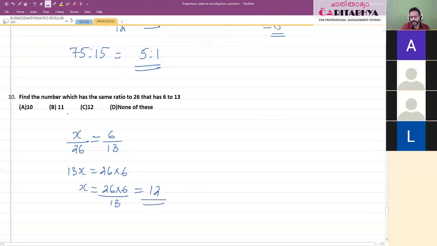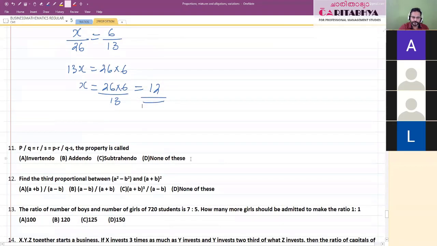So the language മനസ്സിലാക്കണം. Number which has the same ratio to 26, that means x is to 26. x അറിയില്ല, has the same ratio, that means equal to 6 is to 13. Equate ചെയ്യുക, x ന്റെ value കണ്ടുപിടിക്കുക. Then next question.